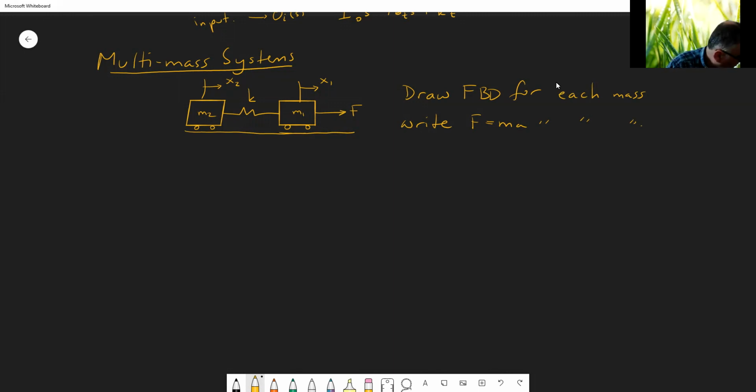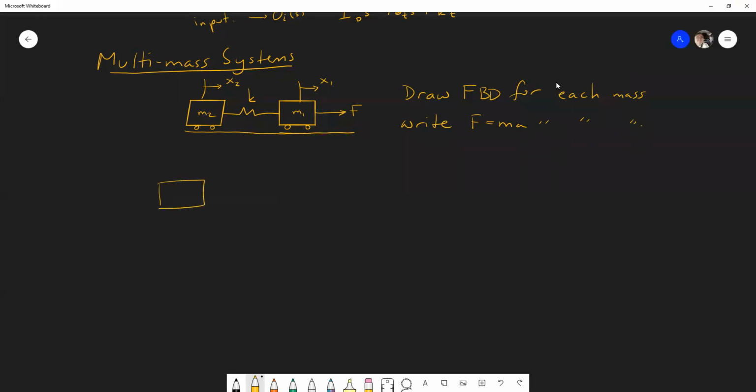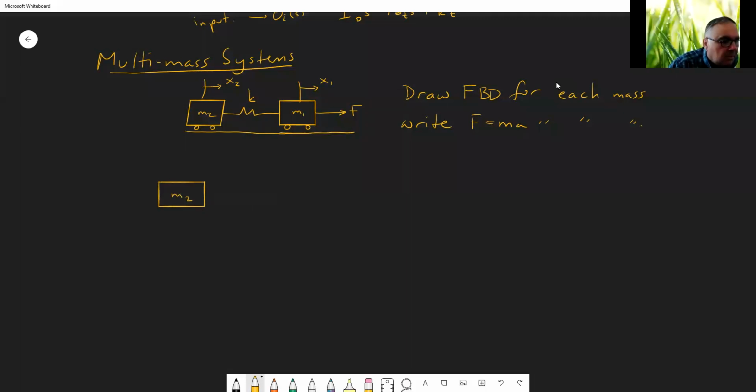So for M2, for example, there are two coordinates, obviously. Again, the same thing, we can do the same. Let's say this is k x1 in this direction, k x2 in that direction. If you consider this for the second mass, this is M2.